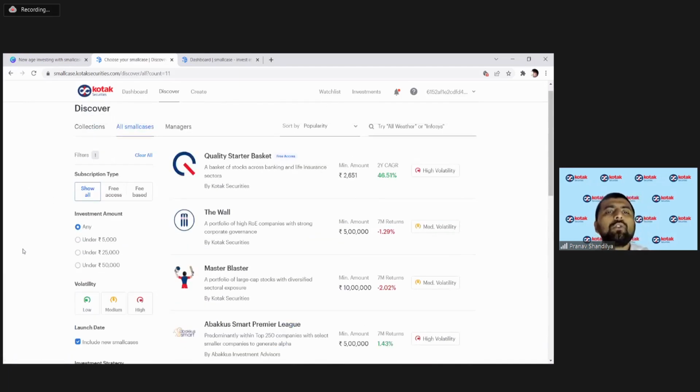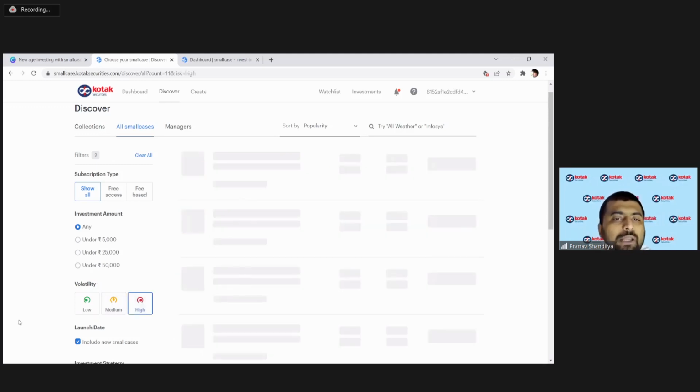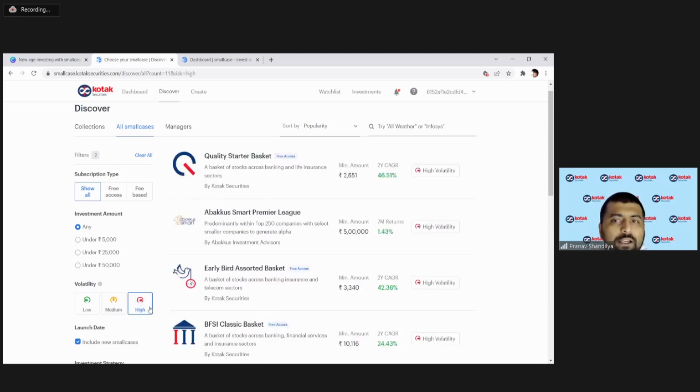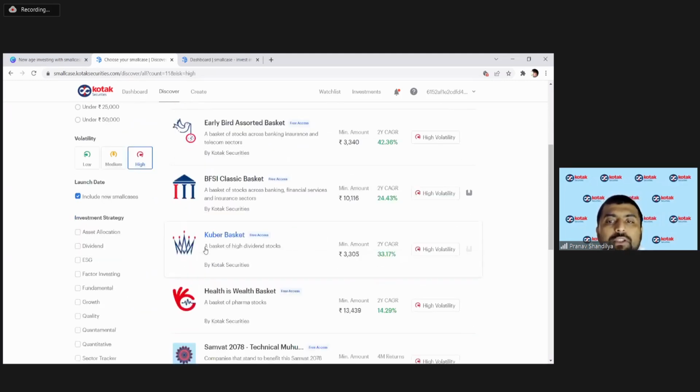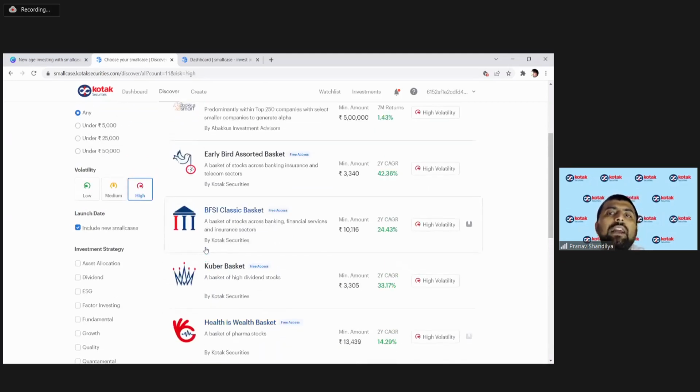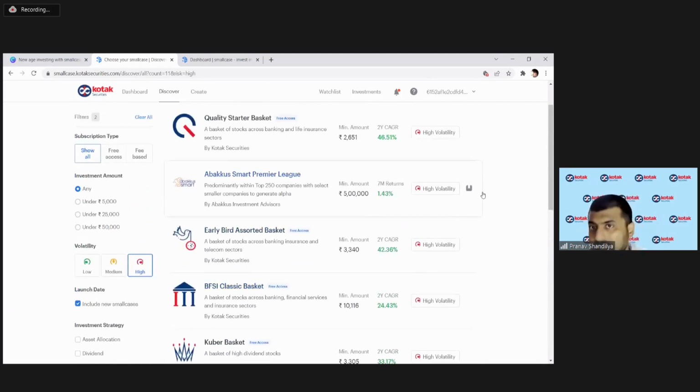So for those of you who wish to explore low volatility portfolios which don't fluctuate too much with market conditions, click on low volatility. For those of you who wish to segregate portfolios which are high risk, high reward, click on high volatility over here. You will be presented with those small cases which are expected to perform really well if the market performs well, and the portfolio is also expected to be volatile when the market conditions are turbulent.